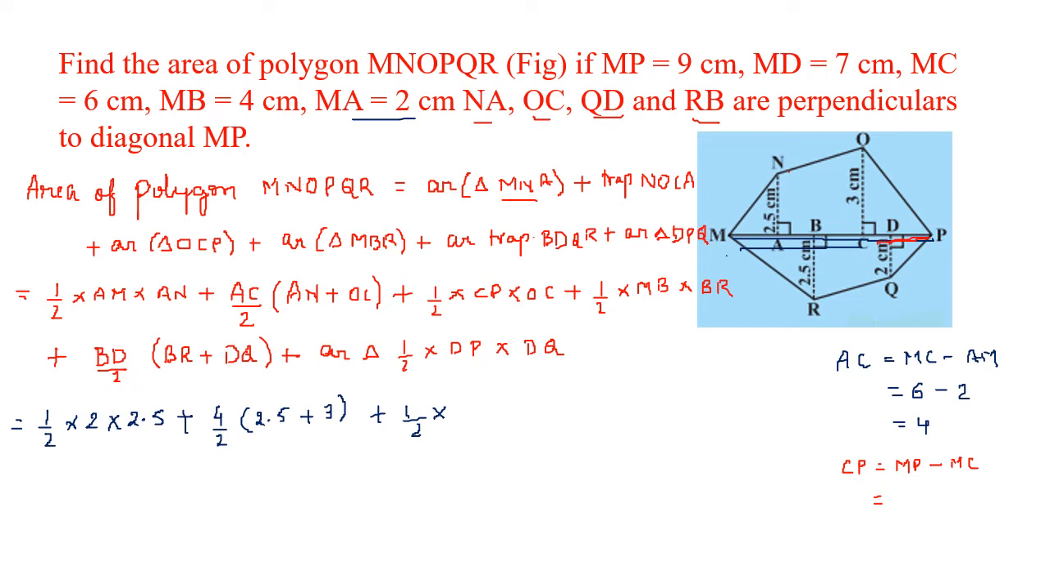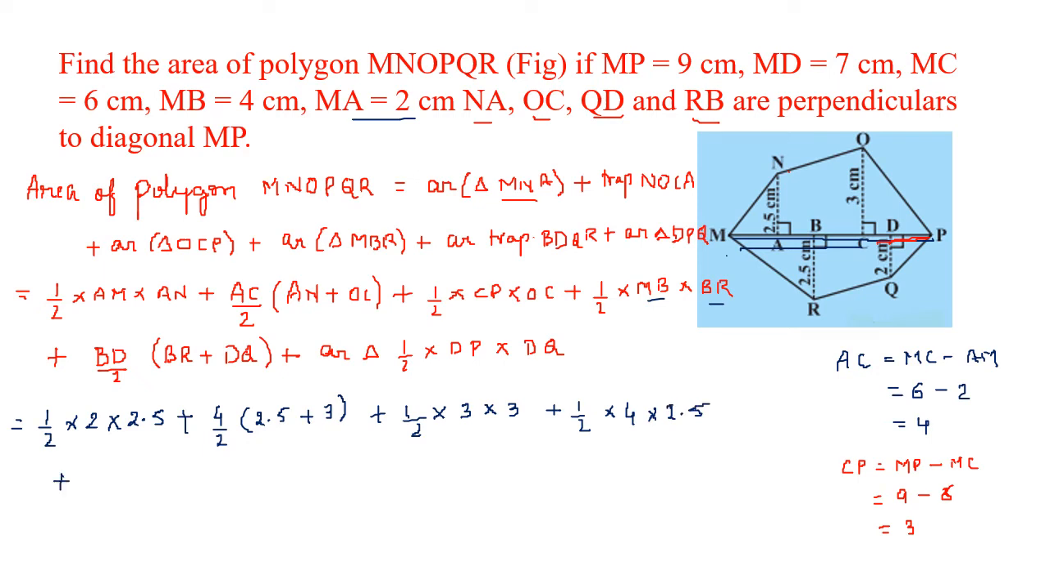How much is MP given? 9. How much is MC given? 6. So 9 minus 6 is 3. So we have CP as 3 and OC, the height, is also 3. Clear? Plus half into, what is the next part? Now we got half MB into BR. MB is given as 4 and BR is given 2.5. It is already mentioned, 2.5.